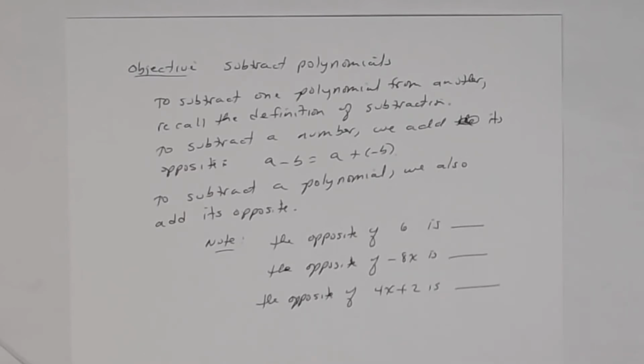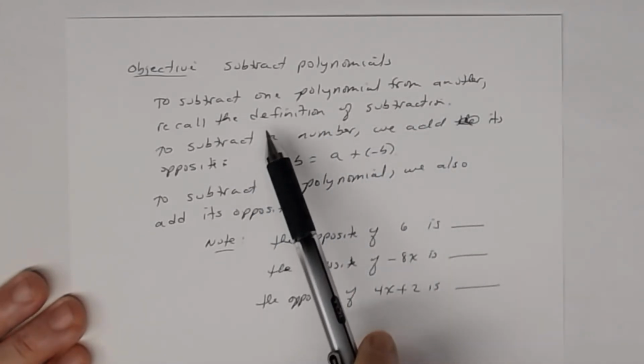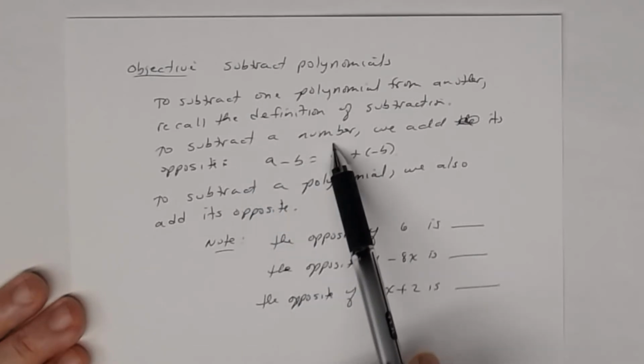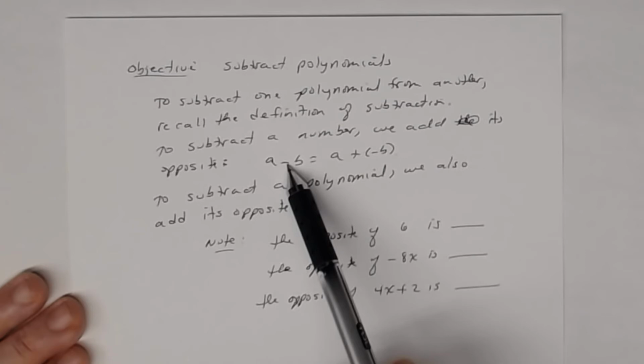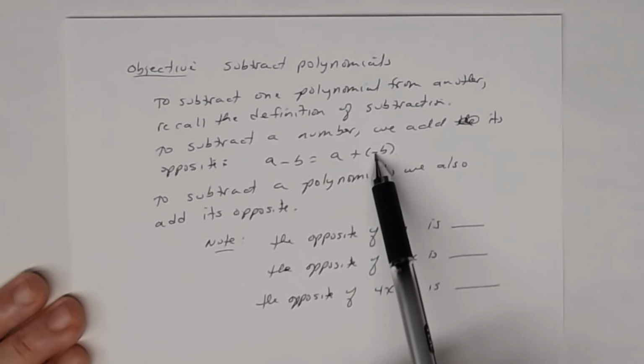Okay, so now we're going to look at subtracting polynomials. To subtract one polynomial from another, recall the definition of subtraction. Remember, to subtract a number, we add its opposite. So if you see something like a subtract b, that means the same thing as saying a plus the opposite of b. Okay, a plus the opposite of b.